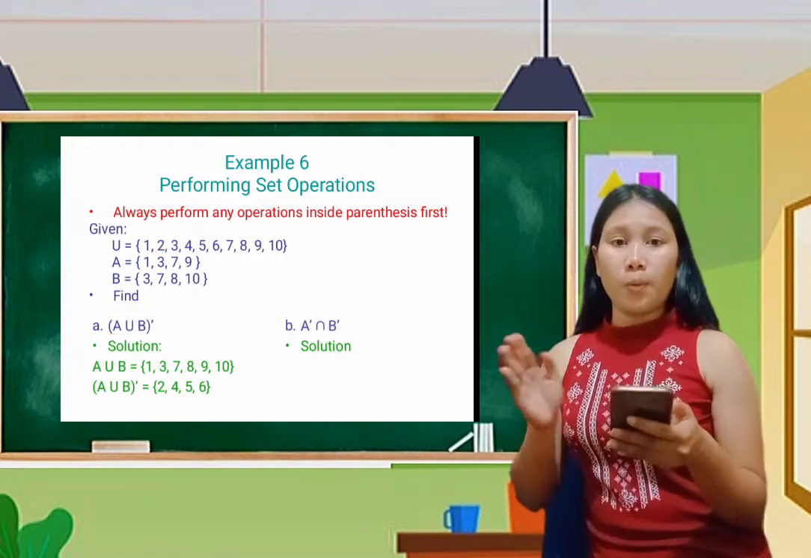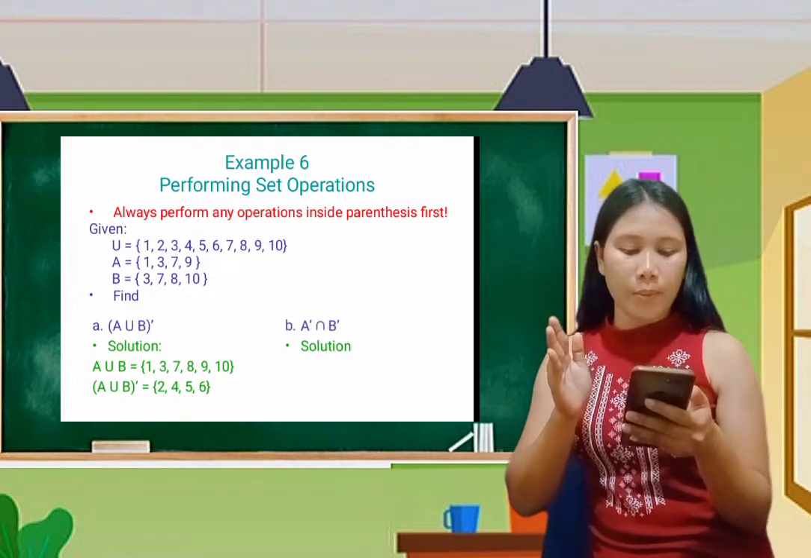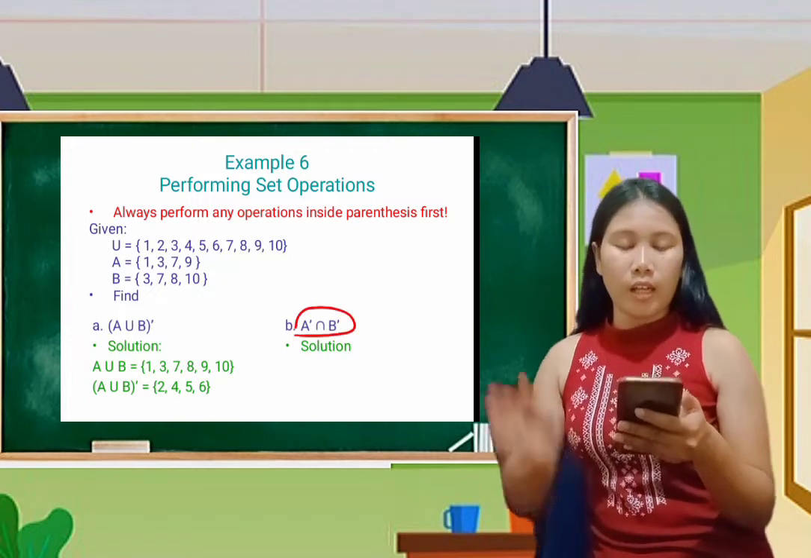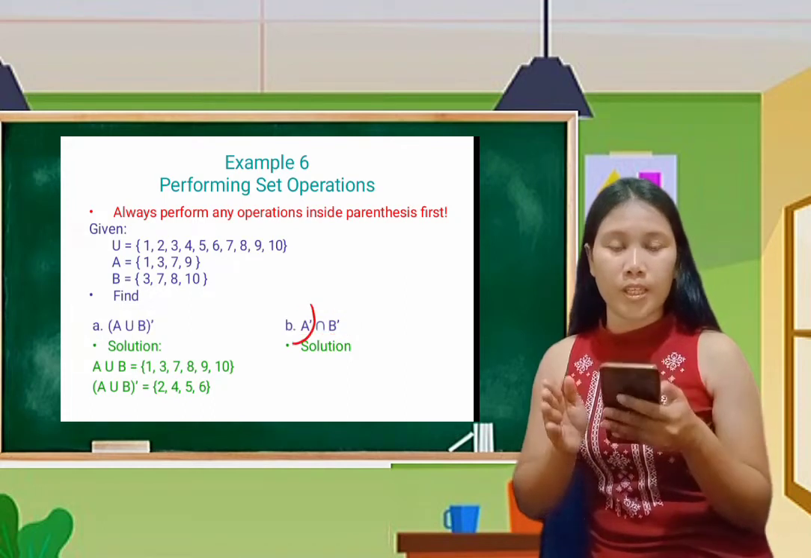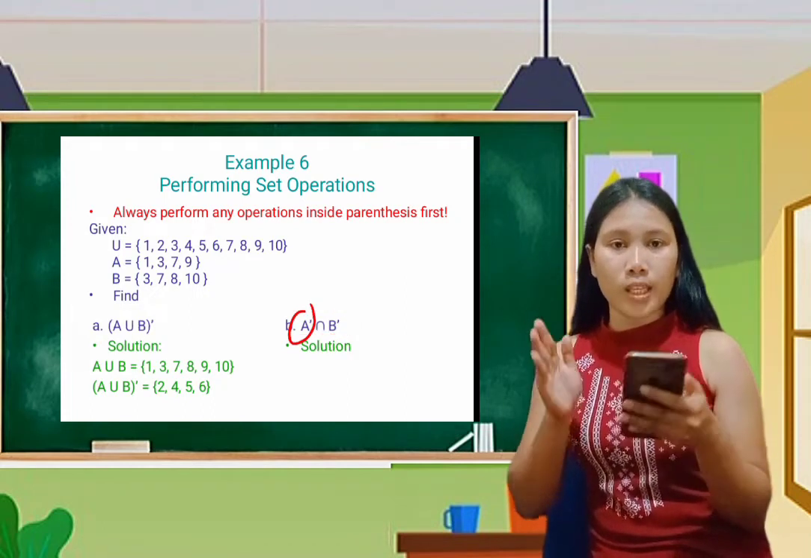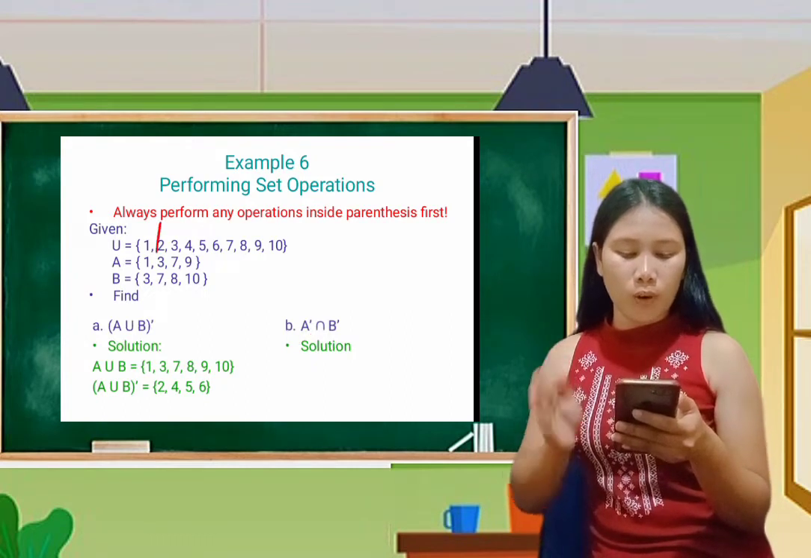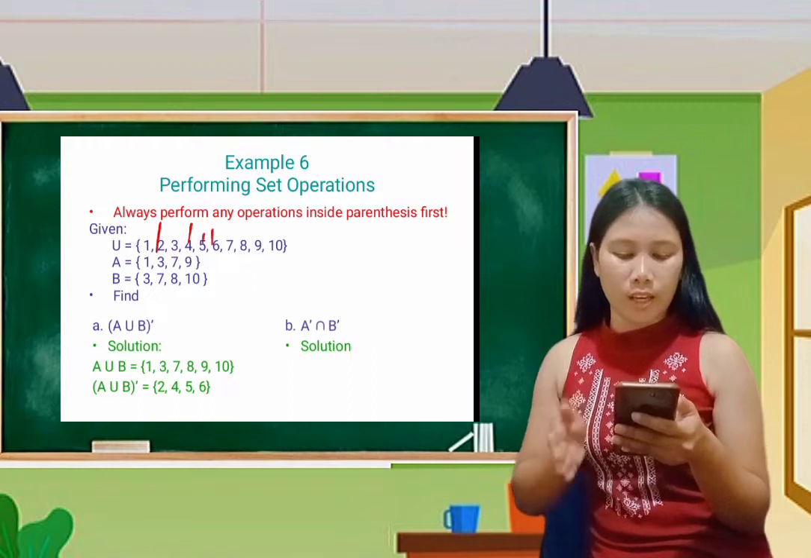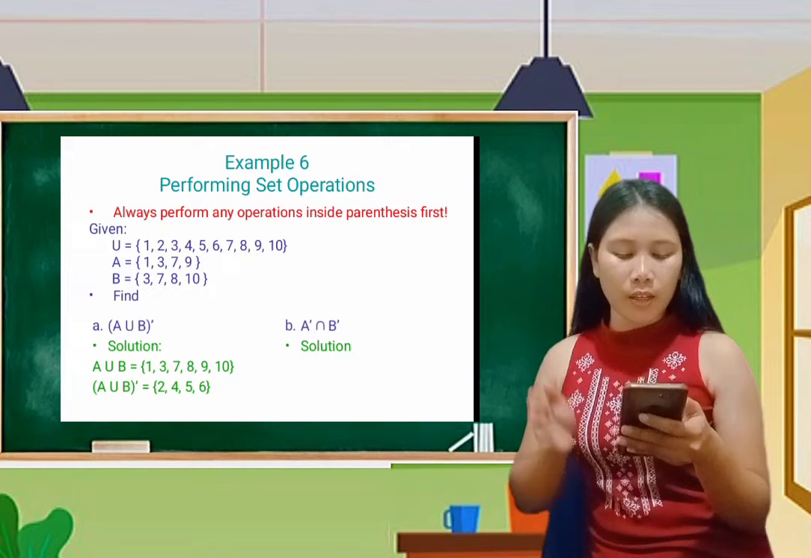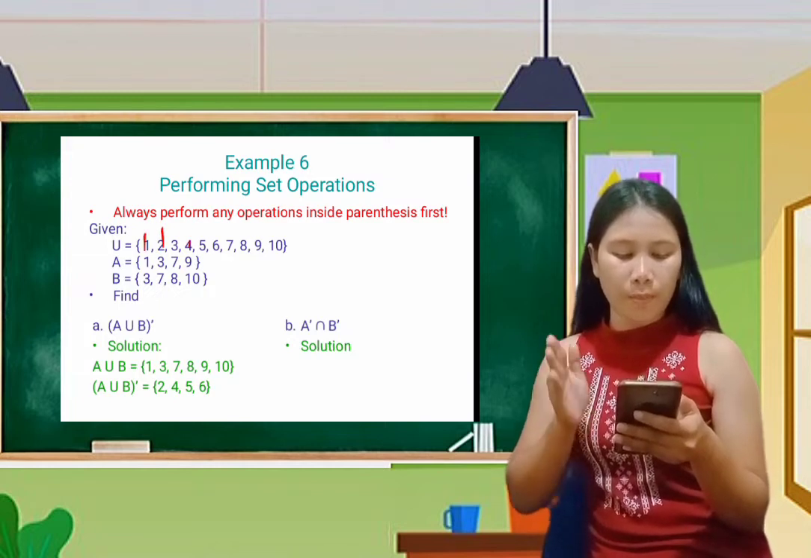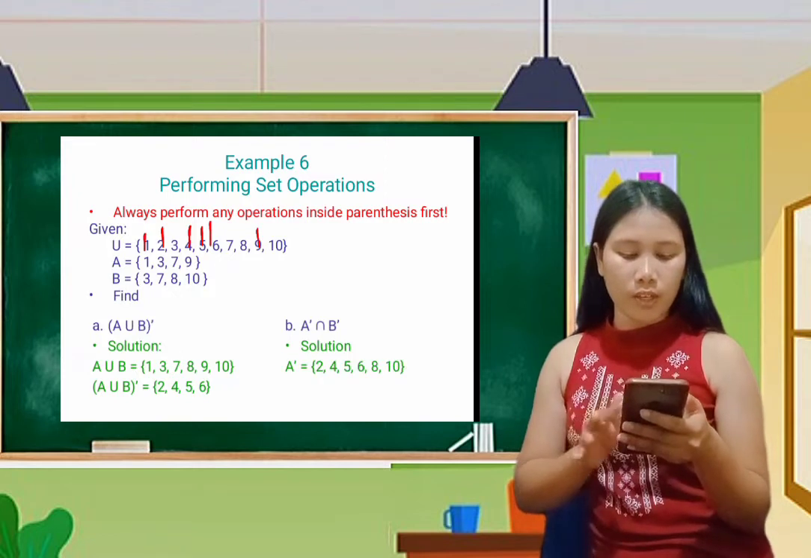Proceed. What is the complement of A intersection complement of B? First, we need to find the complement of A. What is the complement of A here? The complement of A is 2, 4, 5, 6, 8, and 10. What about the complement of B? The complement of B is 1, 2, 4, 5, 6, and 9. Okay, let me check. Okay, very good.